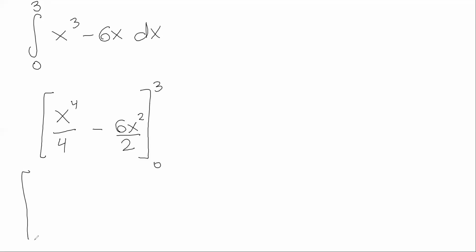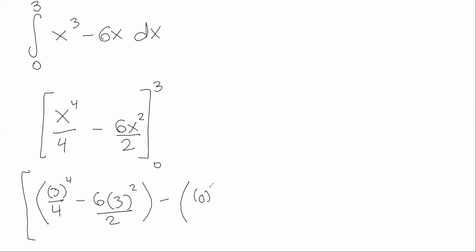So first, we're going to evaluate this antiderivative at 3. So we have 3 to the fourth power over 4 because x is 3. And then we have minus 6 times 3 squared over 2. And then I want to do the exact same thing with our lower bound. Our lower bound in this case is 0. Whenever we're evaluating a definite integral, we always do the antiderivative at the top value minus the antiderivative at the bottom. We always subtract. So we're going to have 0 to the fourth power over 4 minus 6 times 0 squared over 2.